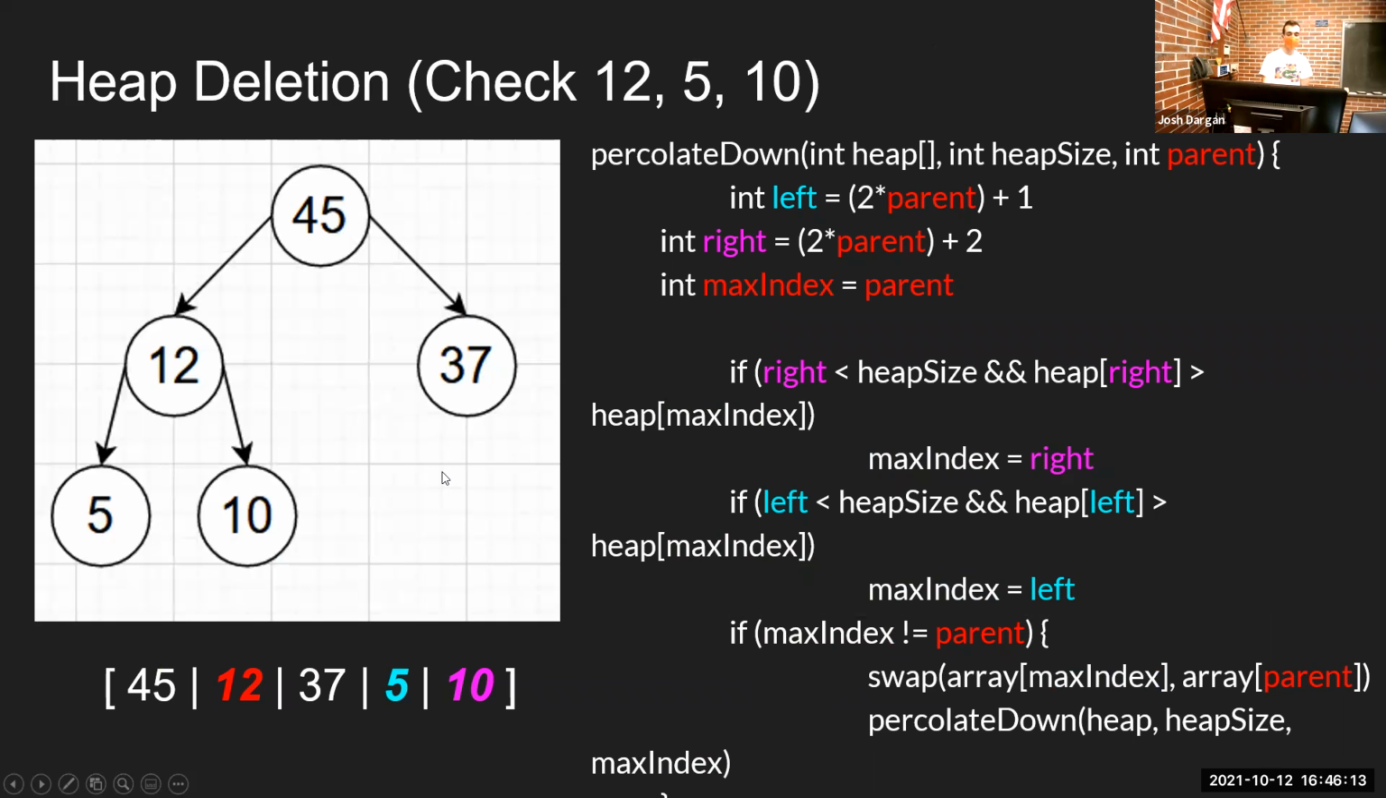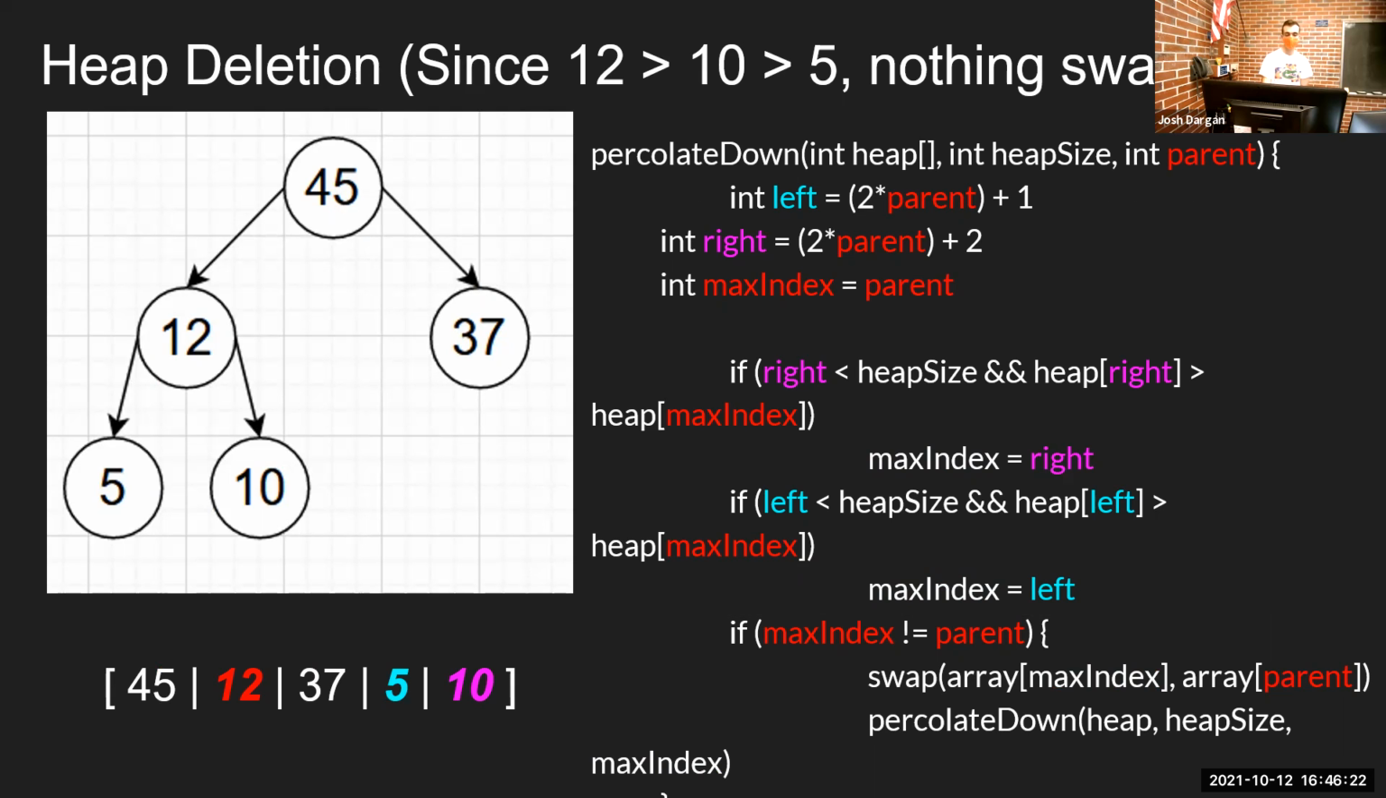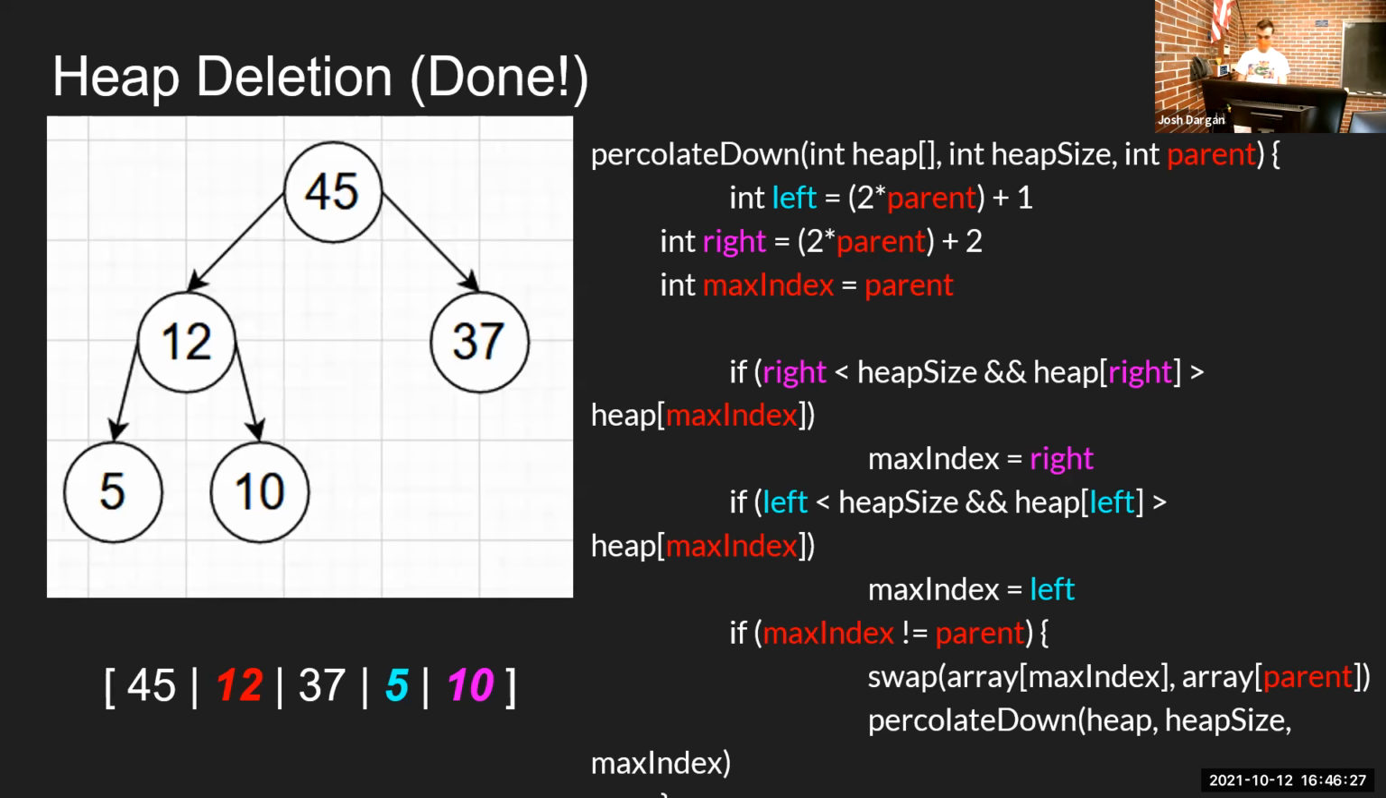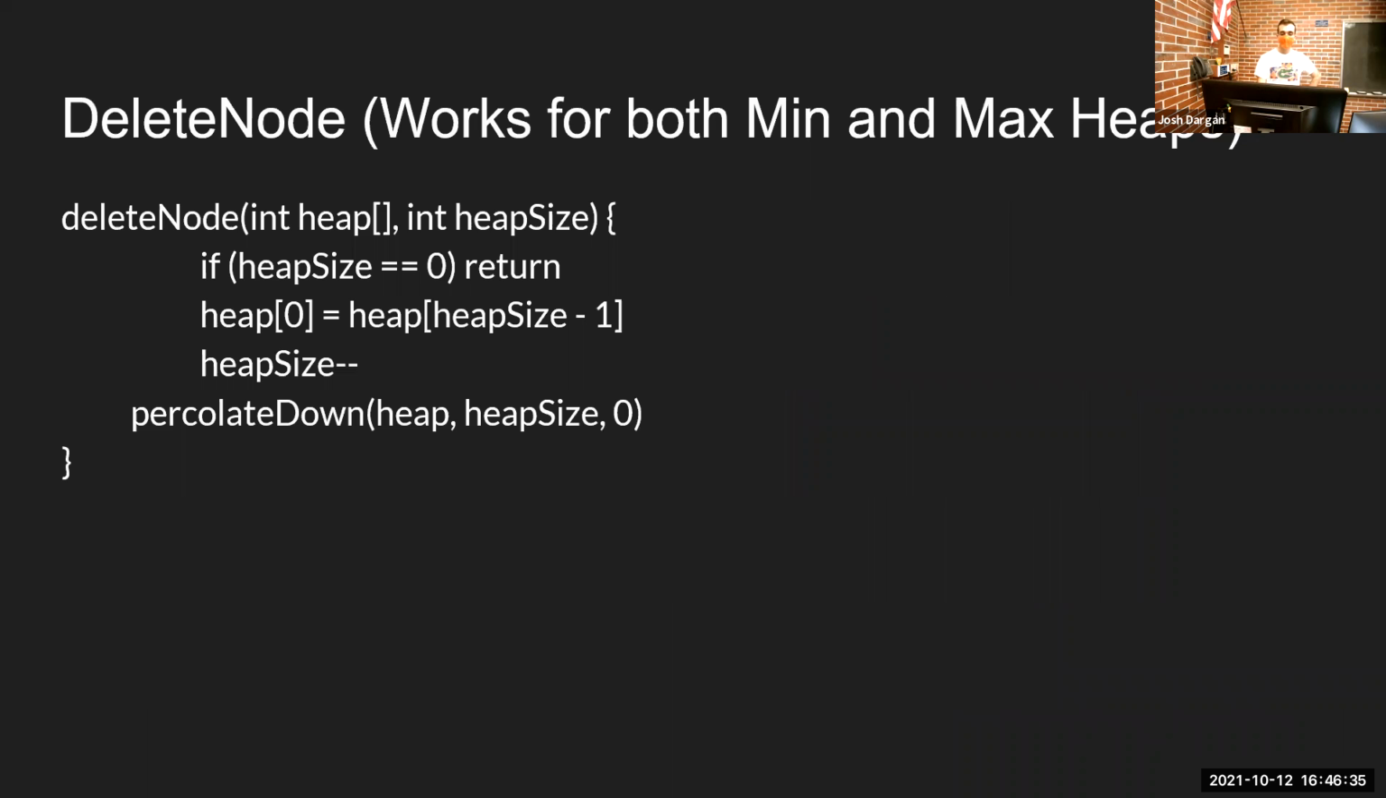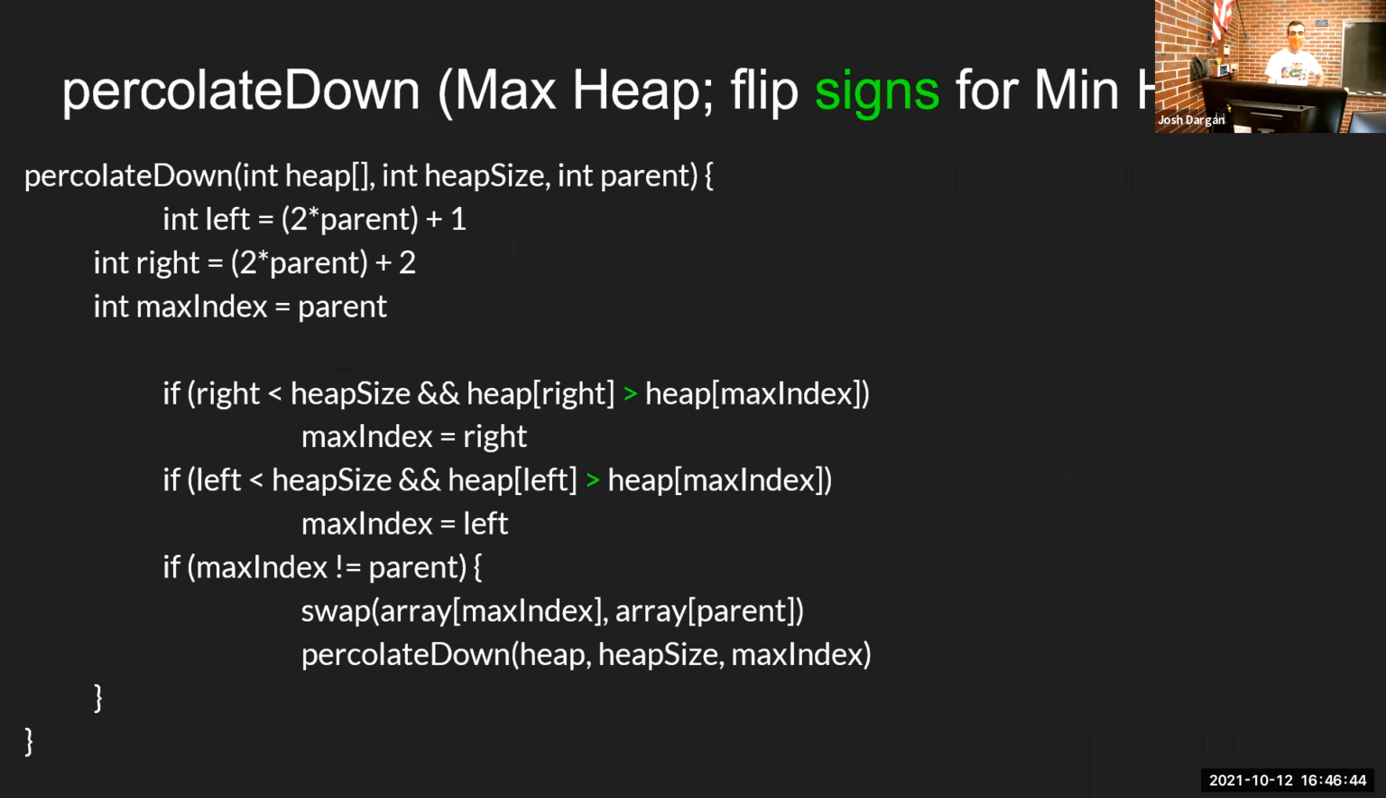So once again, we check the 12 against its left and right children. And we see that 12 is in fact greater than both of its children. And we do not swap them because the max index is equal to the parent. So yeah, this code is pretty general, you can apply it to both min and max heaps. For the percolate down function, all you have to do really is swap the signs. If the right child is greater than the max index, then you swap it. Okay, so this is the max heap one because we're checking if the child is greater than the parent, then we want to assign the max index.